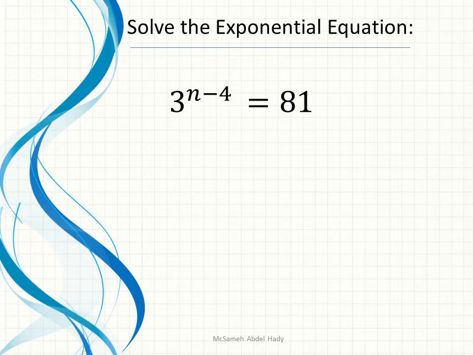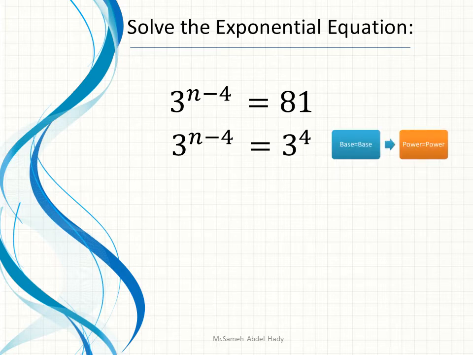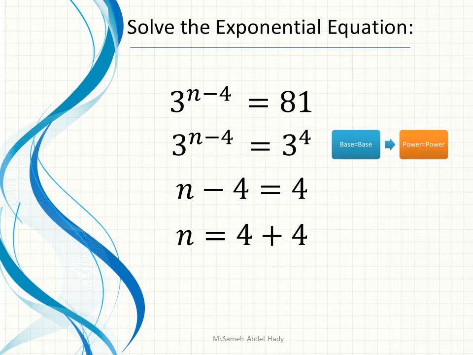Alright, here I have 81. I can write 81 as 3 power 4. So I have base equal base. 3 power n minus 4 equals 3 power 4. Here I have base equal base, then power equals power. Alright, power equals power, so I write n minus 4 equals 4, so n equals 4 plus 4, n equals 8.